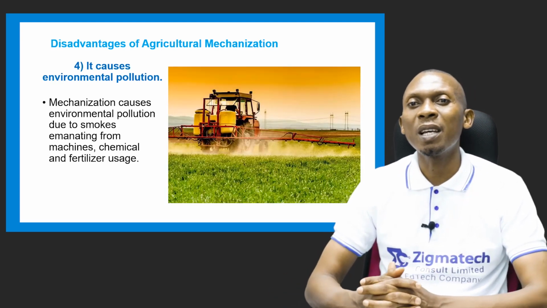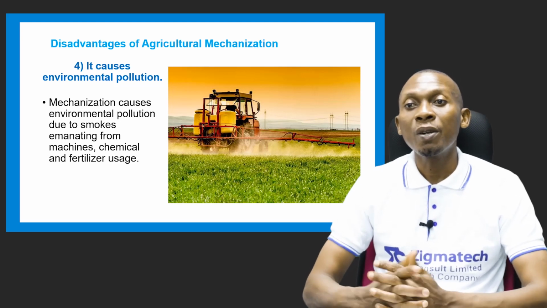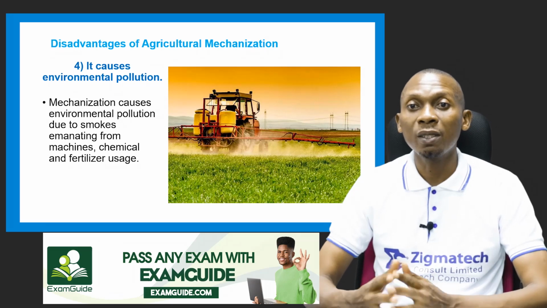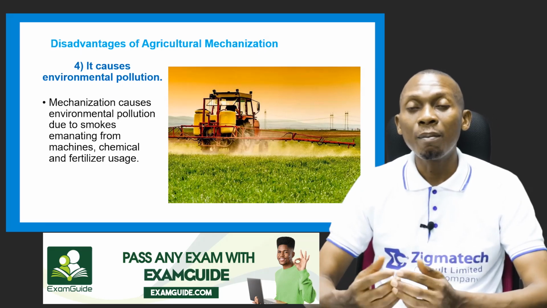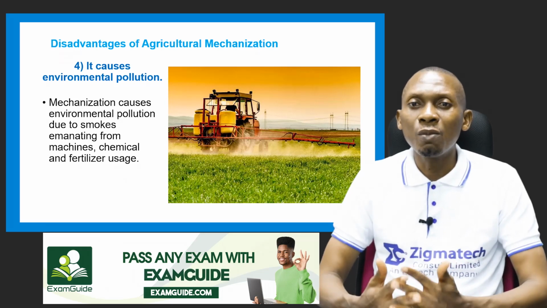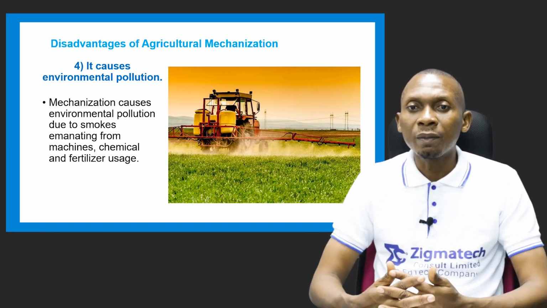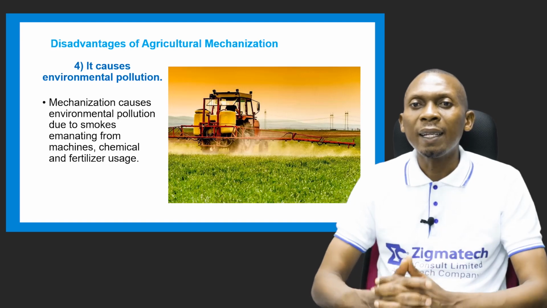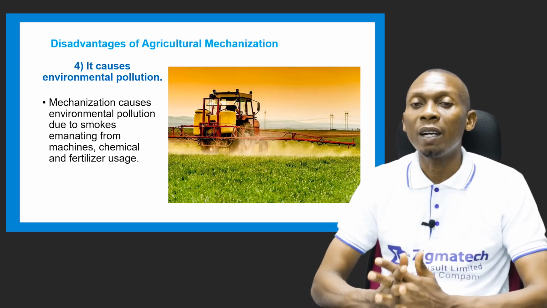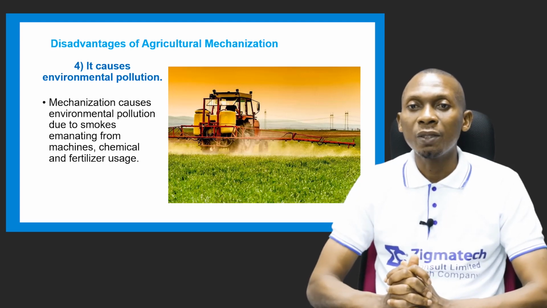It can also cause environmental pollution because as these machines are used, as fuel is being combusted, as combustion is taking place, carbon monoxide is produced, and smoke is released into the atmosphere, into the environment, and that is a major disadvantage too of agricultural mechanization.